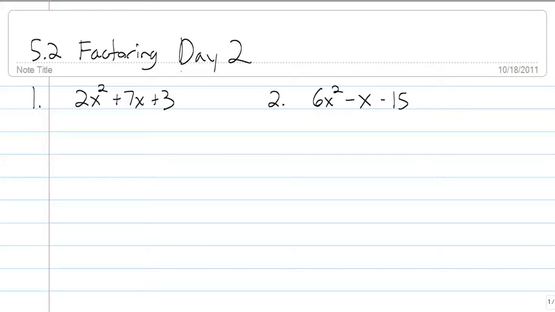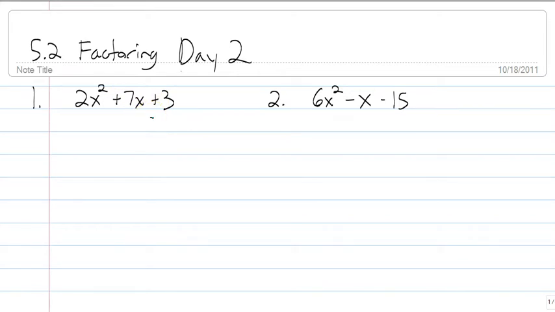Factoring day 2. Today we're going to deal with trinomials when there is a number in front of the x squared term. That makes things a little bit more difficult sometimes. There are a few different ways of factoring this. One way is just to try to reverse FOIL it and kind of guess and check with the numbers.